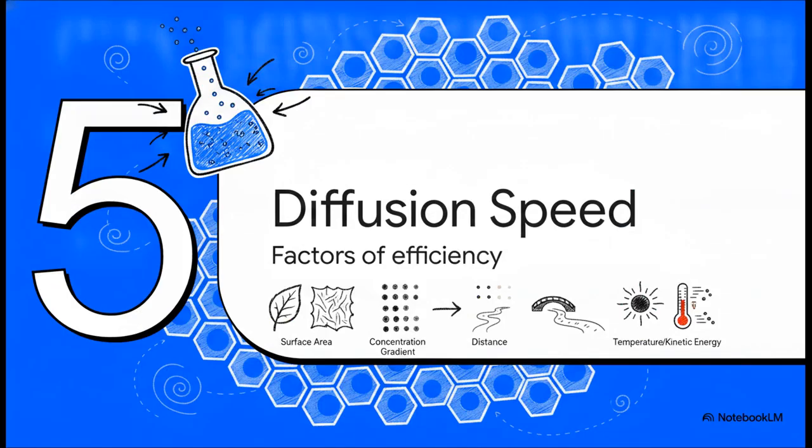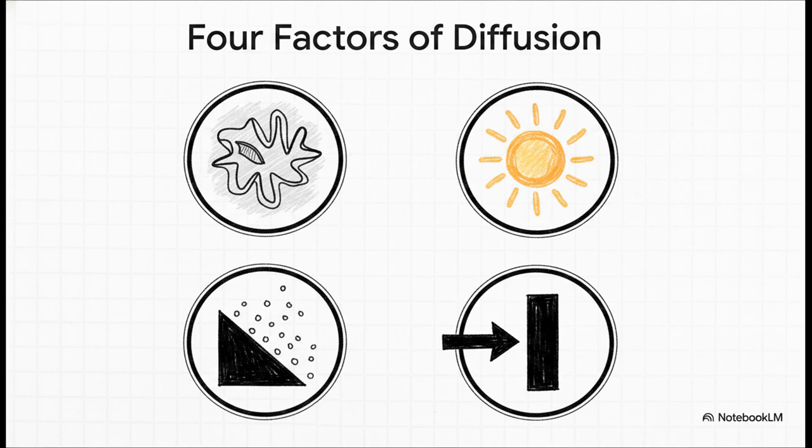And finally, Part 5, Controlling Diffusion Speed. The 4 factors of efficiency. Let's treat this process like an instructional manual and look at the actual physical mechanics here. There are 4 strict rules that dictate how fast a substance diffuses across a wall or a membrane. Rule number 1, surface area. A larger surface area means a faster rate of diffusion.